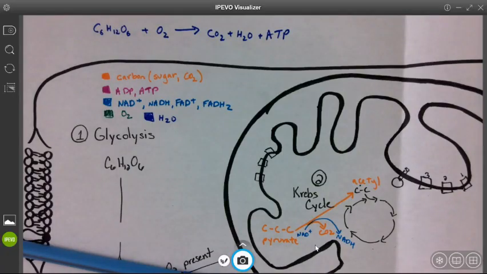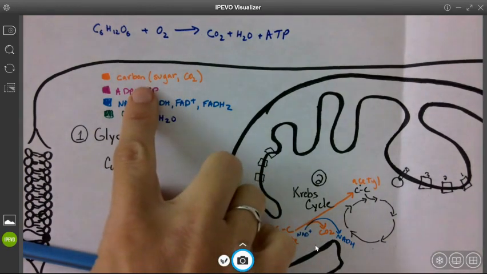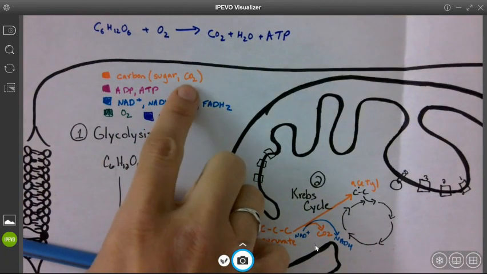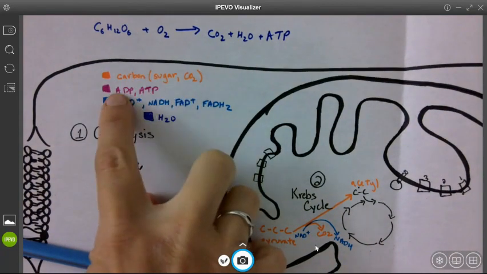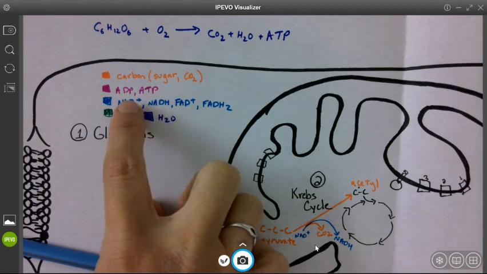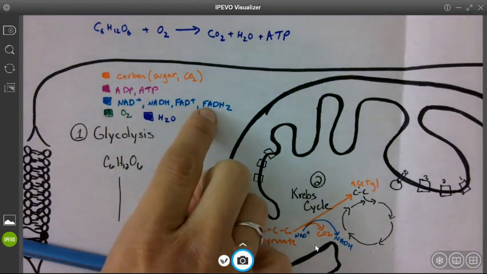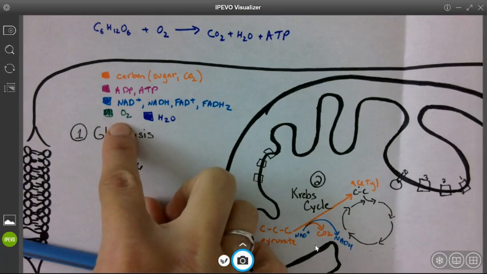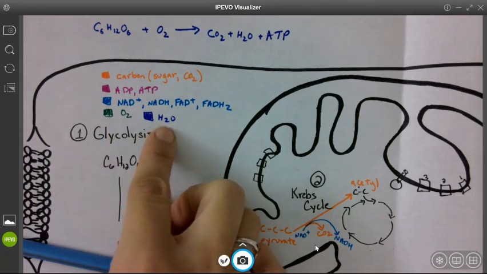This second video will cover the Krebs cycle, which occurs after glycolysis and the oxidation of pyruvate. We'll start by reviewing some of the key players. All of the carbon-based compounds will be colored in orange. ATP and ADP I'm using pink for. The electron carriers I'm using light blue for. Oxygen I'm using green for. And water I'll use dark blue for.